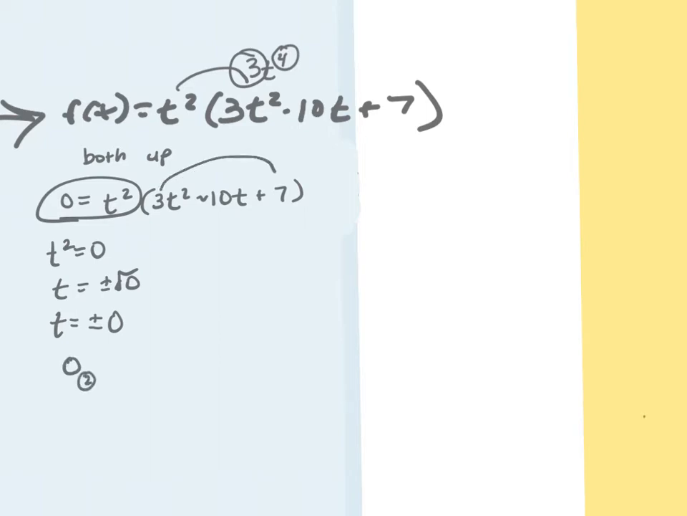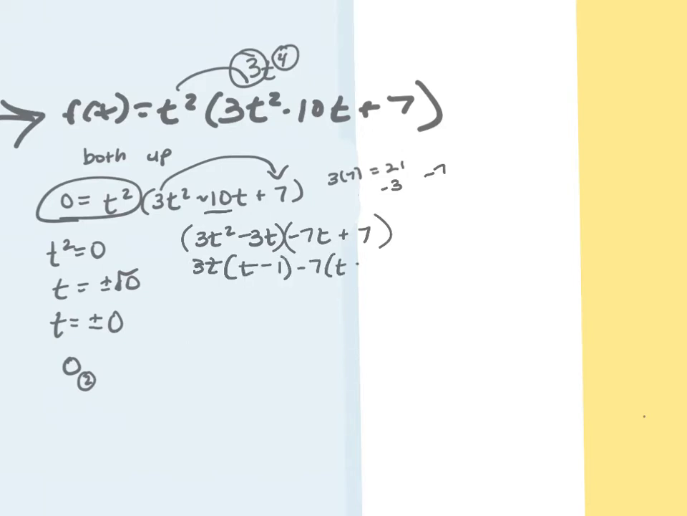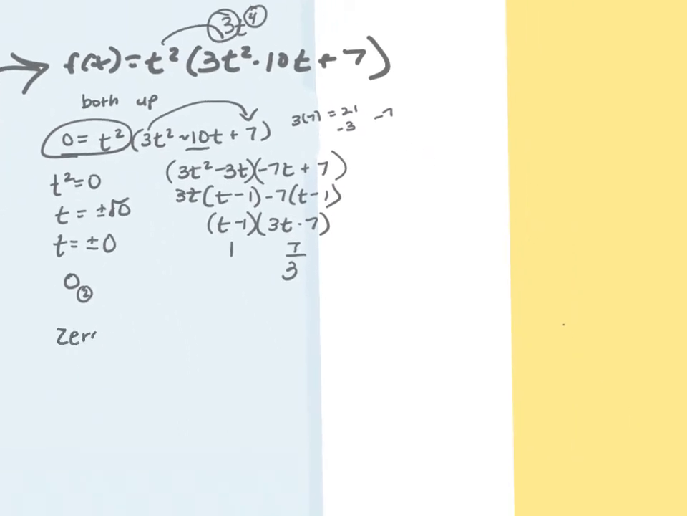Now the second one, multiply 3 times 7, and you get 21. Factors of 21 that sum to -10 would be -3, -7. 3t squared, sorry, minus 3t minus 7t plus 7, group it. Take out a 3t, t minus 1, take out a negative 7, t minus 1, t minus 1, minus 3t minus 7, and I get 1 and 7/3. So now my zeros are 0 with a multiplicity of 2, 1 and 7/3.